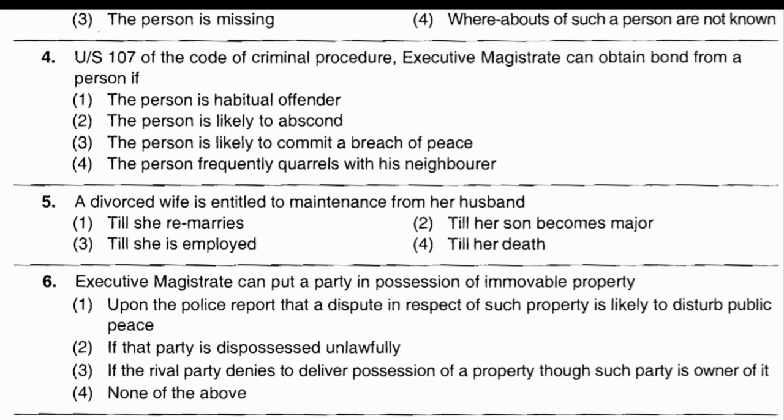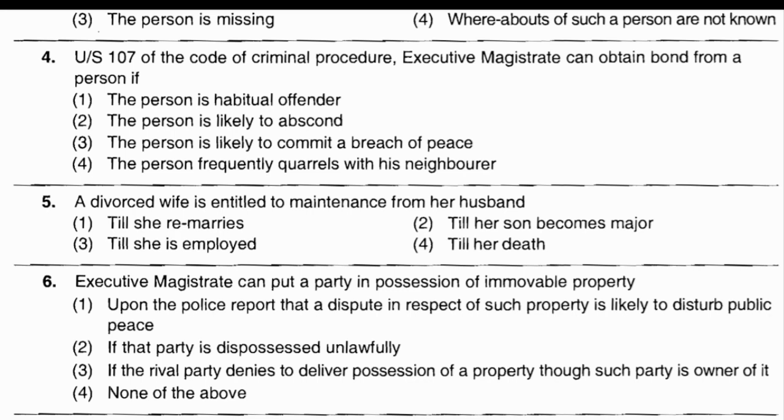Now question number 5. A divorced wife is entitled to maintenance from her husband. Option number 1, till she remarries. Option number 2, till her son becomes a major. Option number 3, till she is employed. Option number 4, till her death. And the correct answer is option number 1, till she remarries.